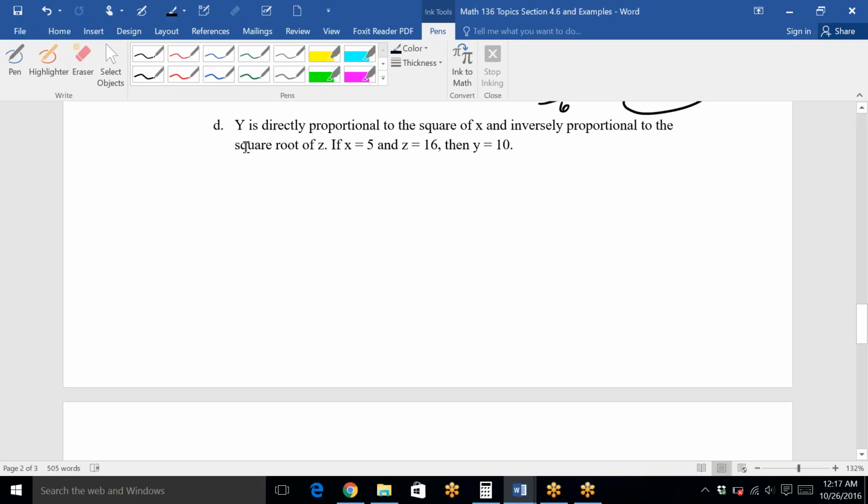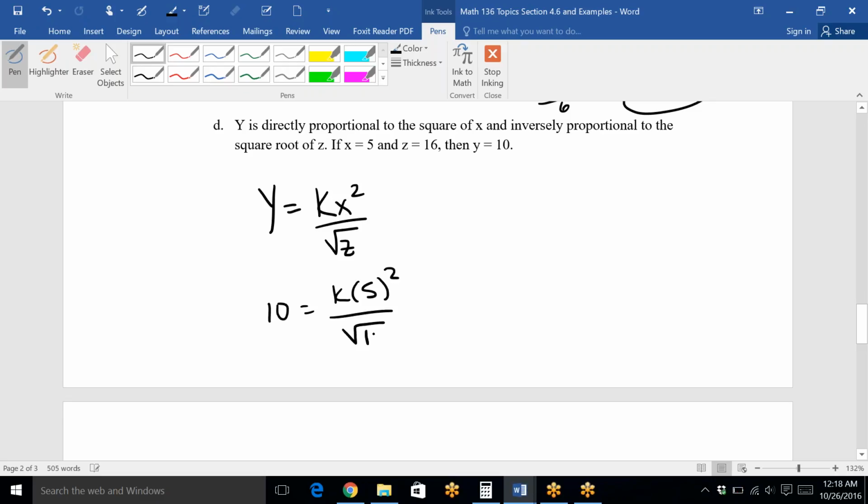Okay, so let's look at D. D says y is directly proportionate, so that means it's going to be on top, to the square of x, so x squared, and inversely to the square root of z. So inversely means it's going to be on the bottom. We plug in what we know, so y is 10, x is 5, and then z is 16.